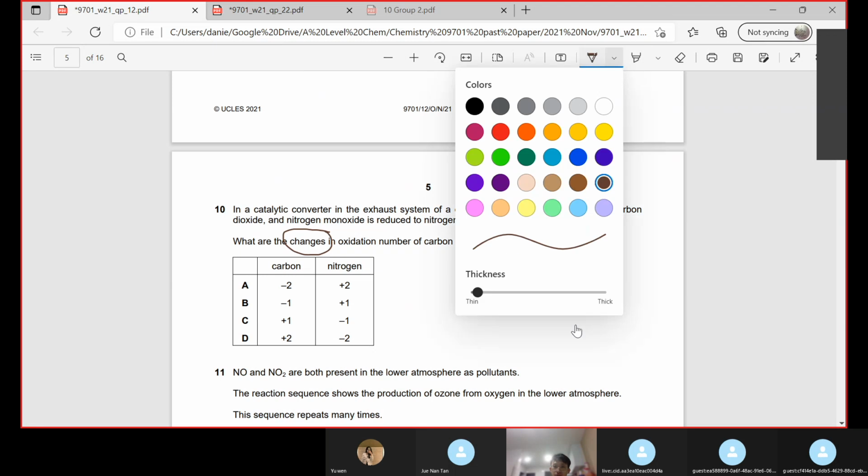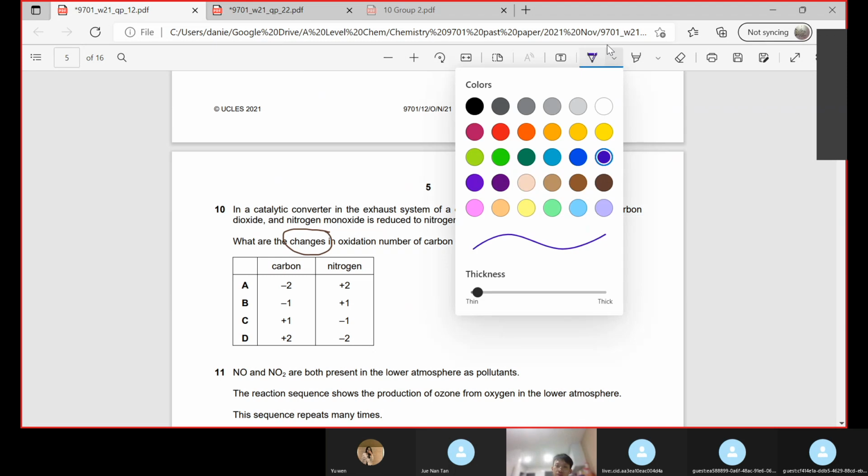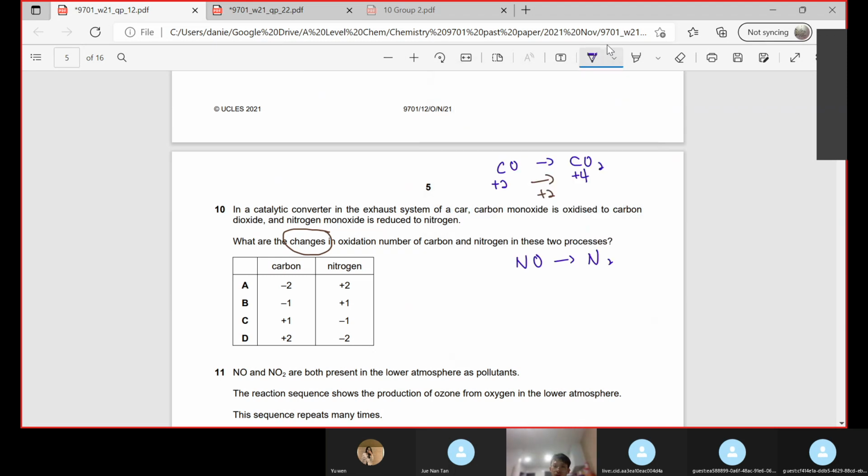Then for the nitrogen, NO becomes N2, right? From positive 2 to 0. So the change is negative 2. So the answer is D.